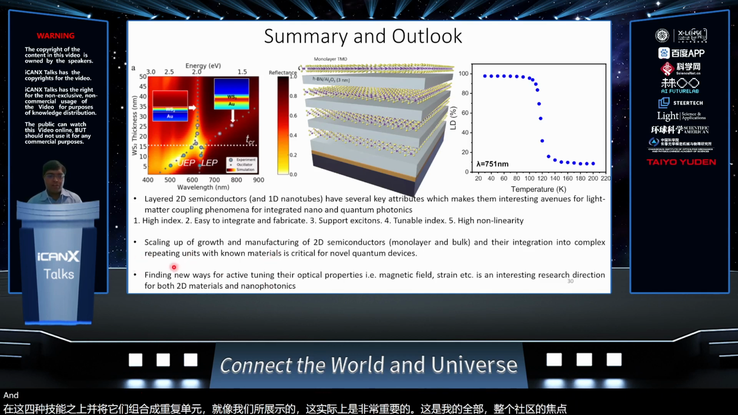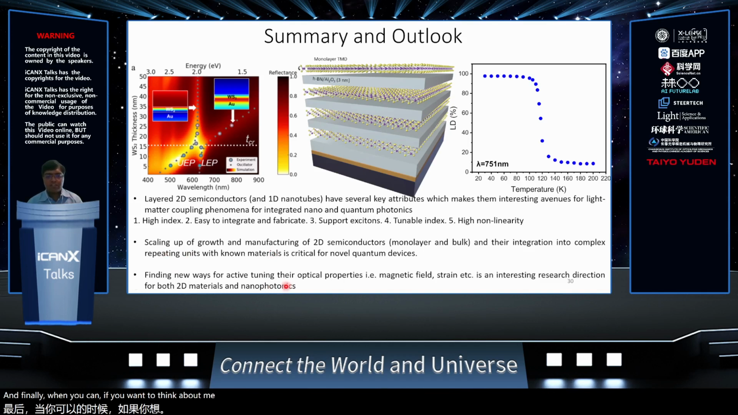And finally, if you want to think about new physics, then looking at active tuning of optical properties using magnetic field or strain is also another very interesting direction where you can use these novel two-dimensional materials and opens up a whole new avenue for nanophotonics.